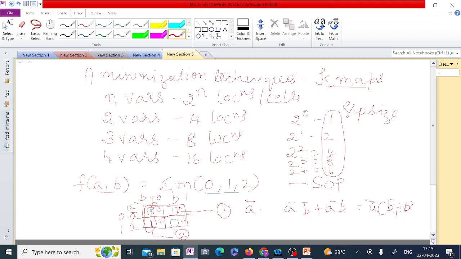So for a simplified way of writing, what I suggest is you leave the variable which is changing, that is B bar and B is changing. Which is constant you take, A bar is constant here. Now if you come to the second group, A bar and A are changing, which is constant is B bar. So write down B bar. So the expression is f equal to A bar plus B bar. Okay, this is the expression.